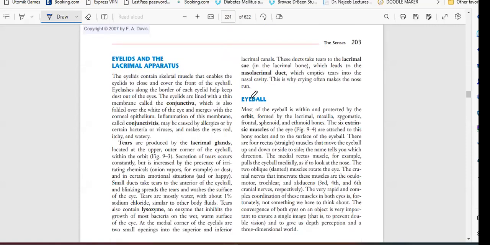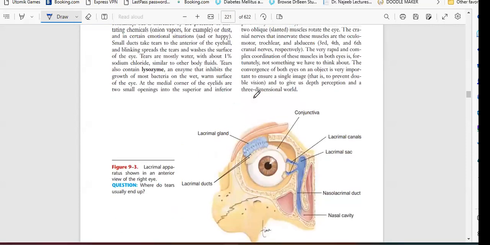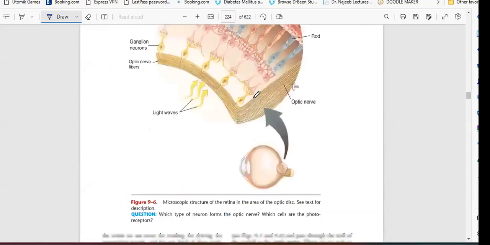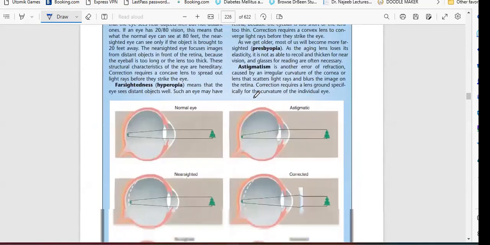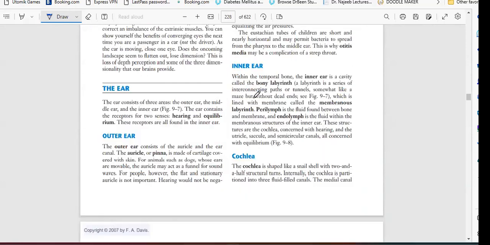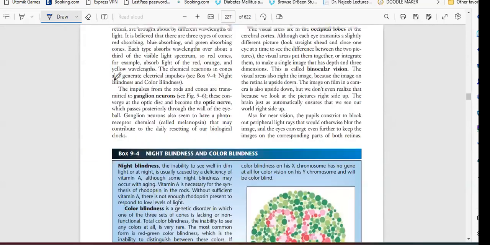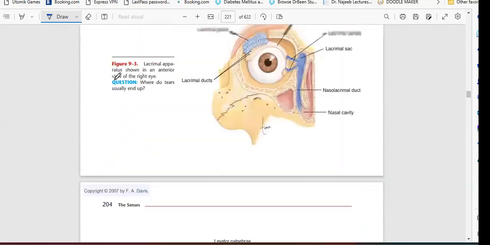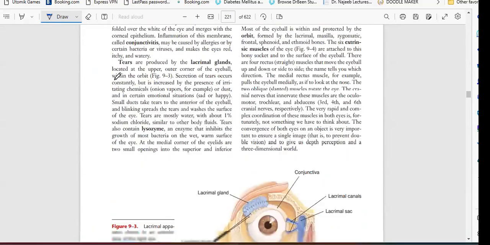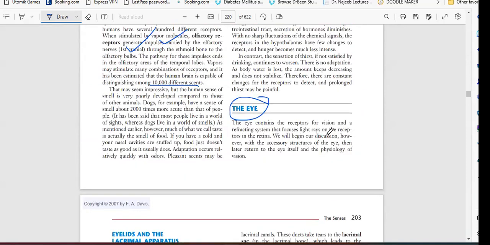So another sensation is vision, which is the projection of light. We have to talk in detail about the eyes, how they work, how we have different things, and then we have to talk about the ear. So let's talk about the eye. So basically, we will see just the basic things.